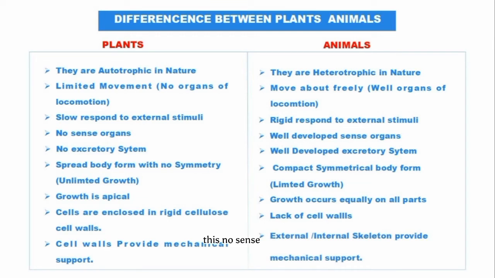Plants have no sense organs, no excretory system, and unlimited growth that is apical. But animals have well-developed sense organs, a well-developed excretory system, a compact symmetrical body, growth that occurs equally in all parts, and lack a cell wall. Notice that plants have a cell wall and cell membrane, while animals only have a cell membrane.